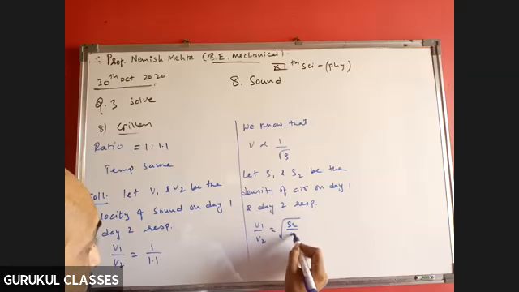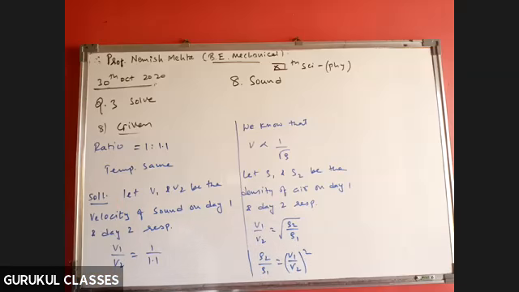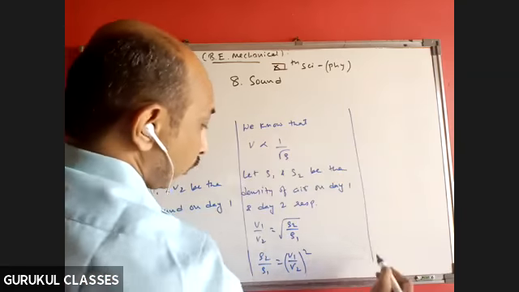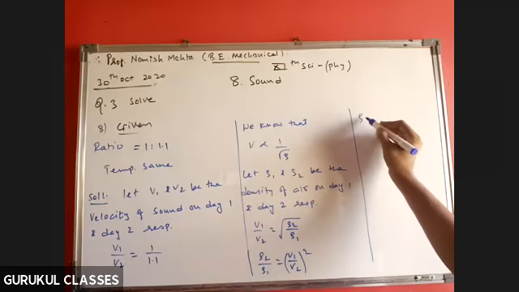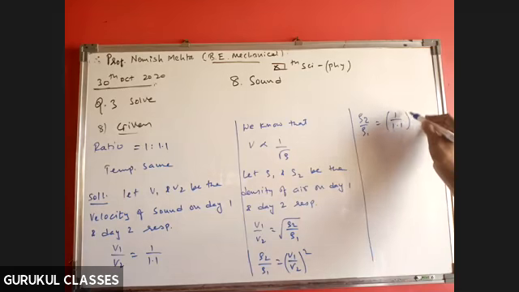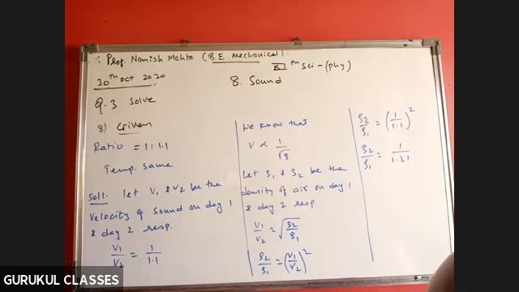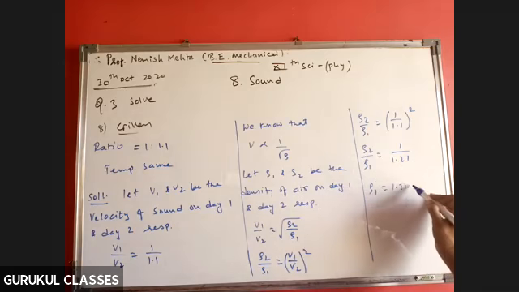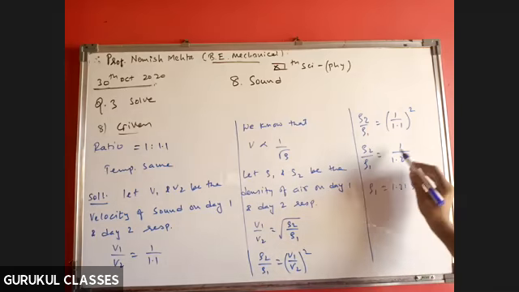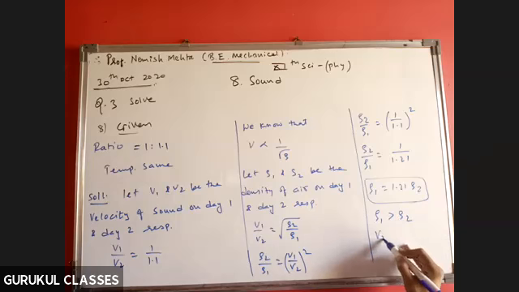So we can say V1 by V2 equals root of rho2 by rho1, or rho2 by rho1 is the square of V1 by V2. So we can also write this; if you don't understand, stop me. rho2 by rho1 is 1 divided by 1.1 squared, which is 1.21. Cross multiply, rho1 is 1.21 times rho2, isn't it? This is our conclusion. So rho1 is greater than rho2 and therefore V2 is greater than V1.